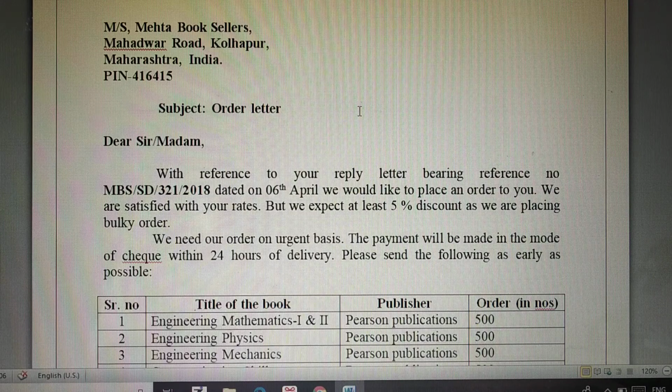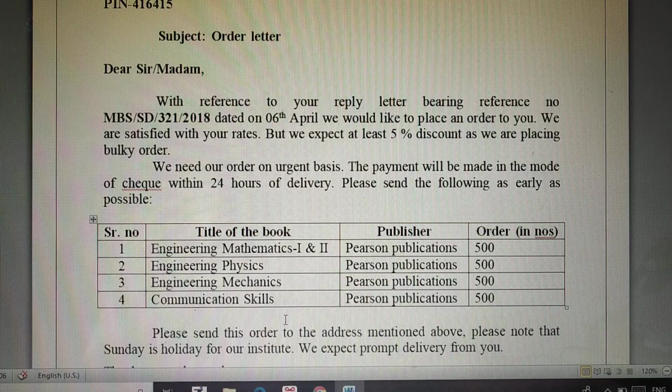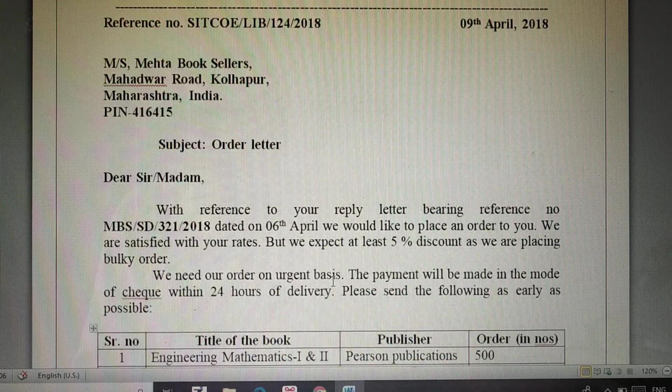In between you can add the tabular information. If it is short, if it is more, then you can say that quotation or order related information is placed into the letter or is attached with this as enclosure. Okay, see, this is the order letter.